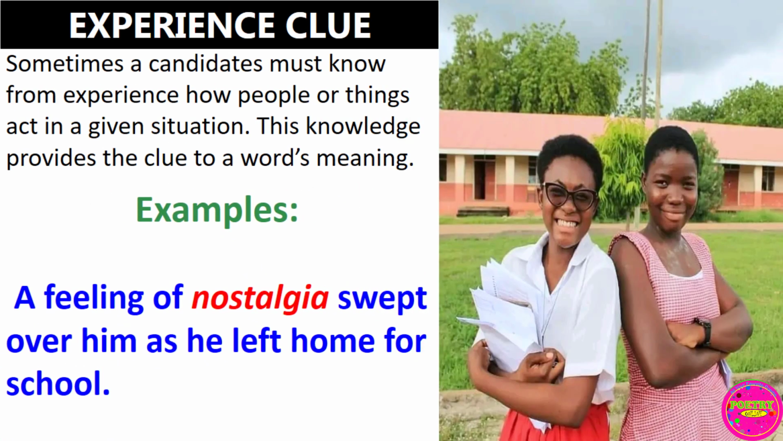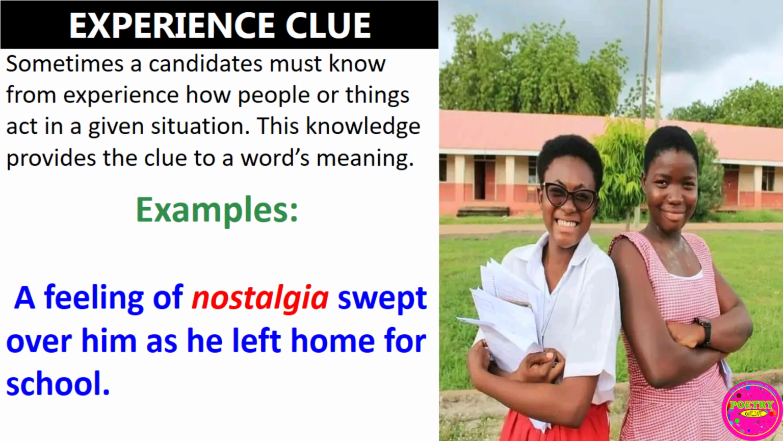The last context clue you can use is experience clue. Sometimes, a candidate must know from experience how people or things act in a given situation in order to discover the meaning of the underlined word so as to select the word that is opposite the meaning to that word. This knowledge provides the clue for a word's meaning.